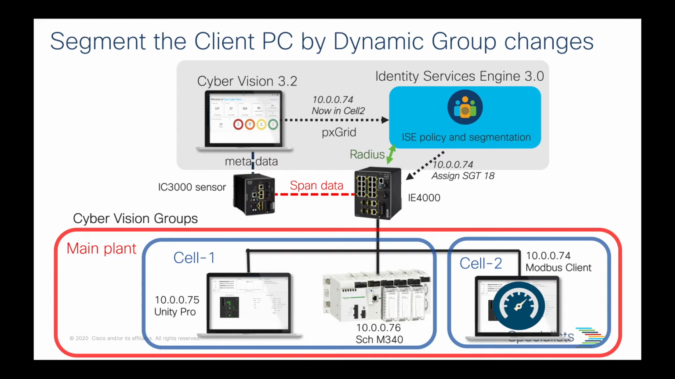So I have a second grouping defined called cell 2, which is in this main plant. And what we'll do is we'll take the Modbus client endpoint and we'll move that from cell 1 into cell 2. That will correspond to a change in a dynamic attribute that Cyber Vision will send across once we make that grouping change, and it'll send that attribute across to ISE, which in turn will affect the authorization that is enabled against that endpoint. That will then be assigned a different SGT18, that will be indicated down to the IE4000, and we'll see that there's actually a TrustSec matrix set that doesn't allow any connections between cell 1 and cell 2.